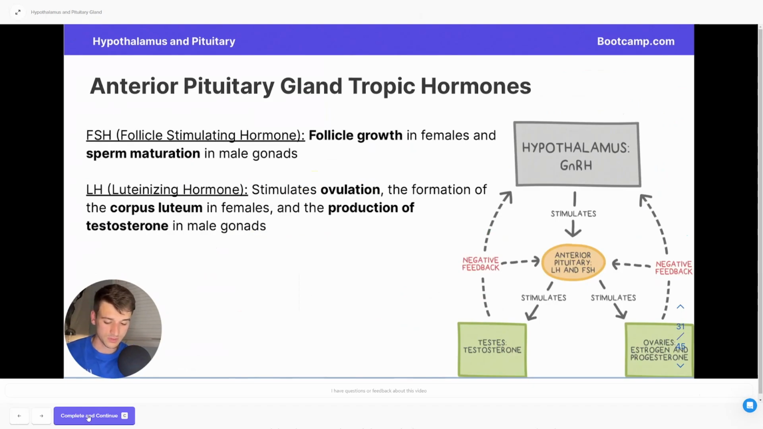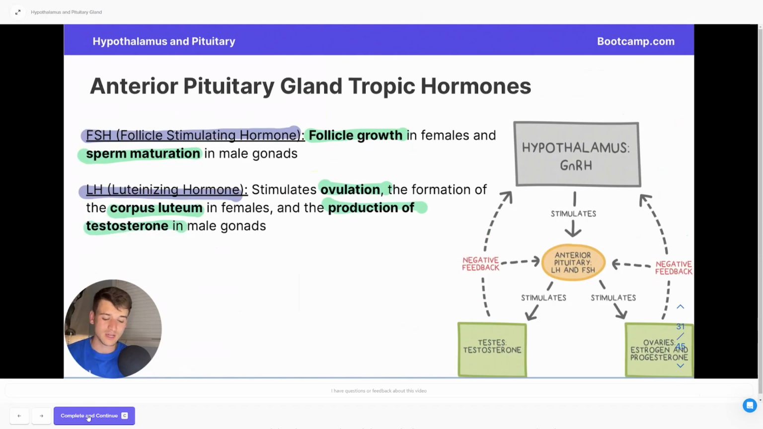The first that we're going to discuss is FSH, or follicle stimulating hormone, which actually has two separate functions, one in females and one in males. In females, it's going to stimulate the growth of the follicle, and in males, it's going to go ahead and mature sperm. Another important anterior pituitary gland tropic hormone is LH, or luteinizing hormone, which stimulates many different things. It's going to stimulate ovulation, the formation of the corpus luteum in females, and the production of testosterone in male gonads.